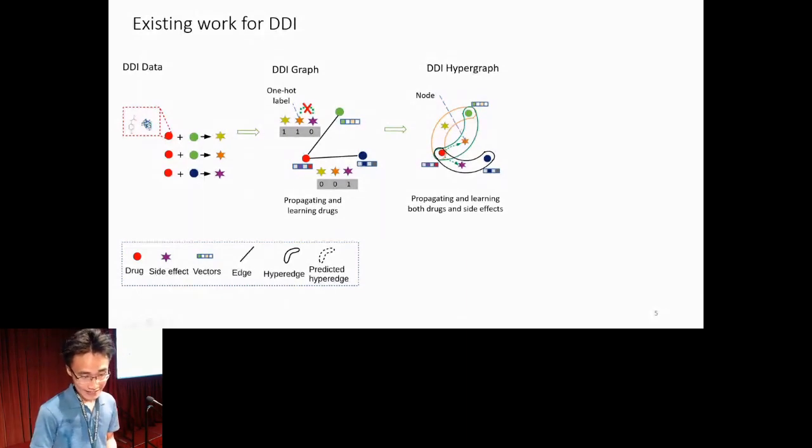And from the DDI hypergraph, we can propagate and learn both the drug and side effect all together, not only drugs as on the DDI graph. And by doing this, we expect that we can propagate side effects all together through nodes on the DDI hypergraph, and we can learn side effect relationships also.